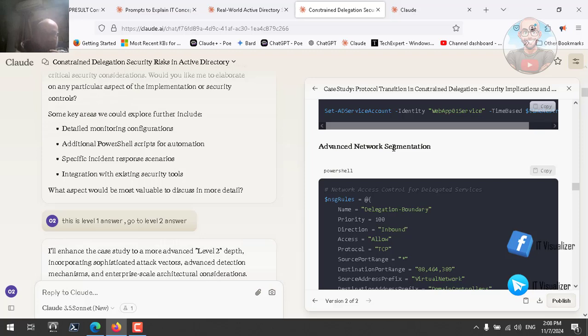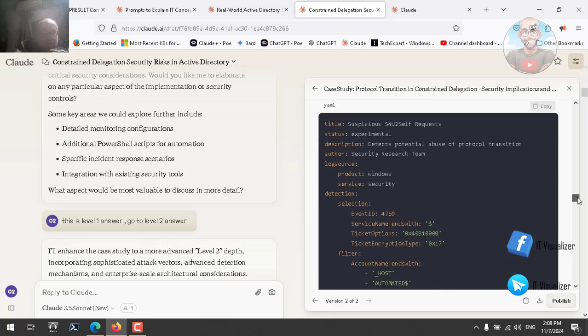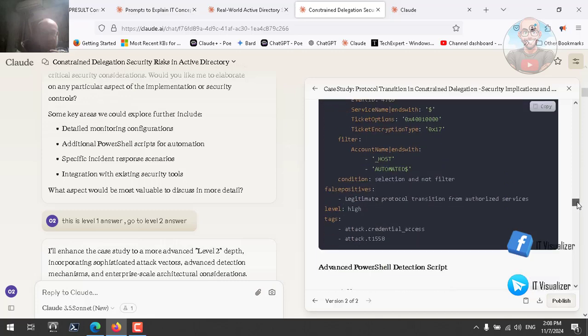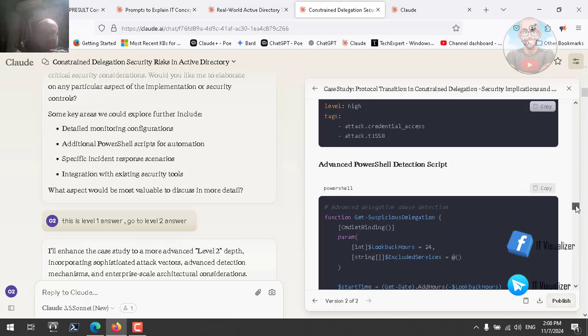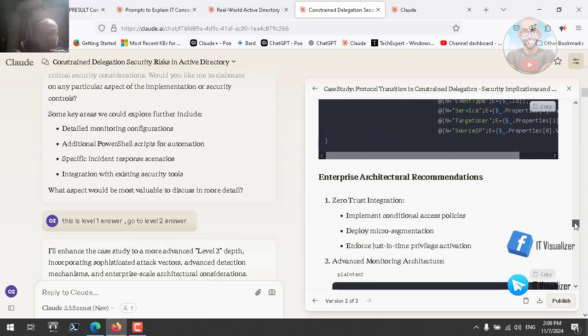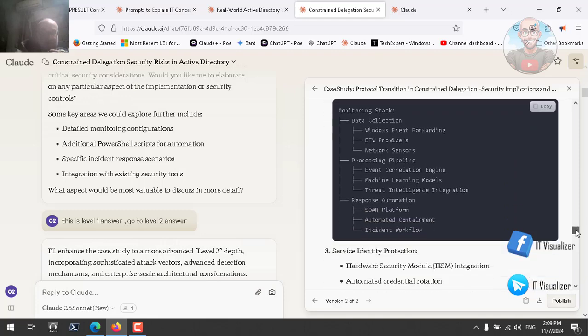And advanced network segmentation. Remember, all of this was said in the ChatGPT o1 answer. So a good one, even though I cannot read it because it's very complex. Here it is now talking about advanced threat hunting rules, I think, for detecting the hack. Then an advanced PowerShell detection script, and an enterprise architecture recommendation: zero trust integration, conditional access policies, deploy micro-segmentation. So this is a very deep answer, and I think it's for IT professionals.